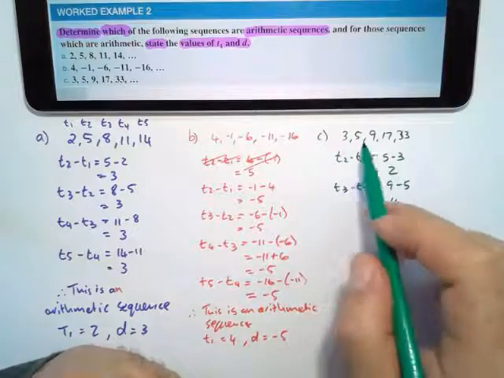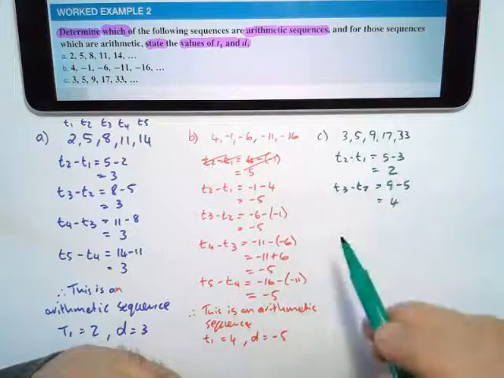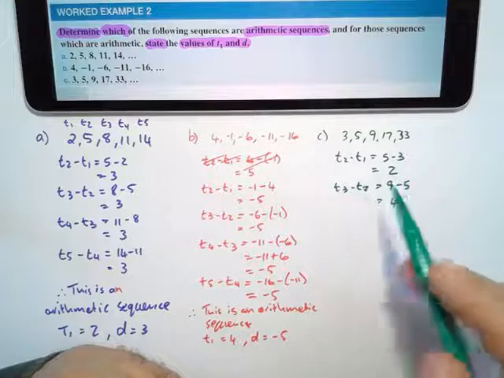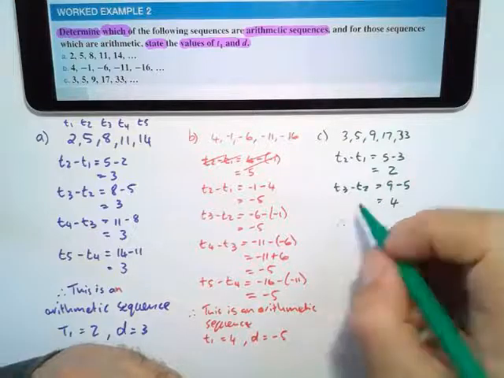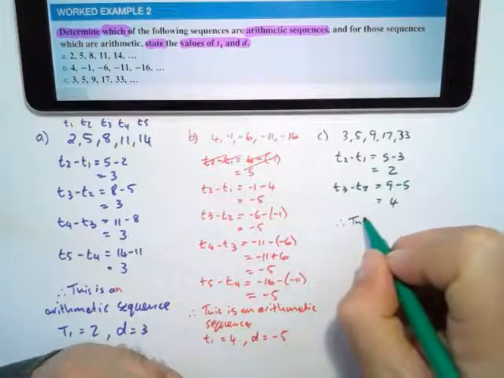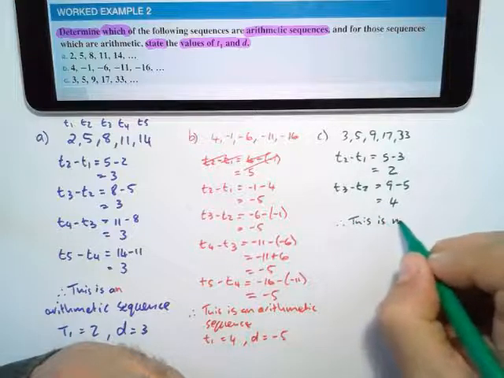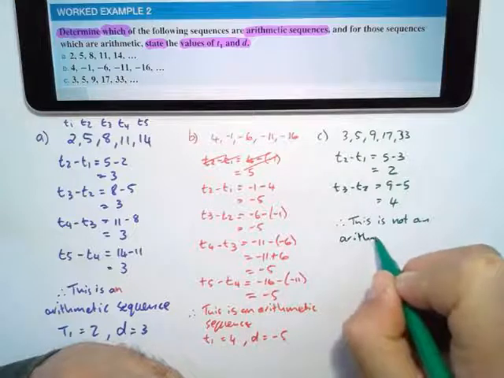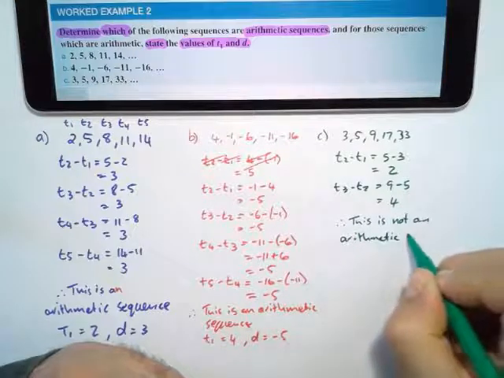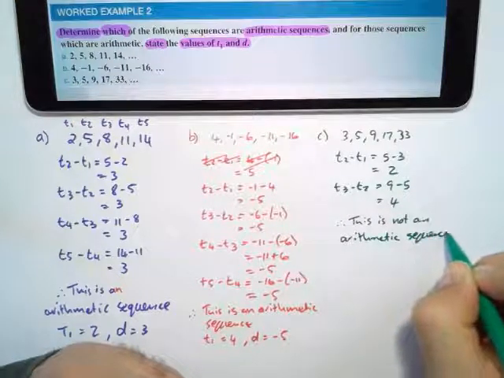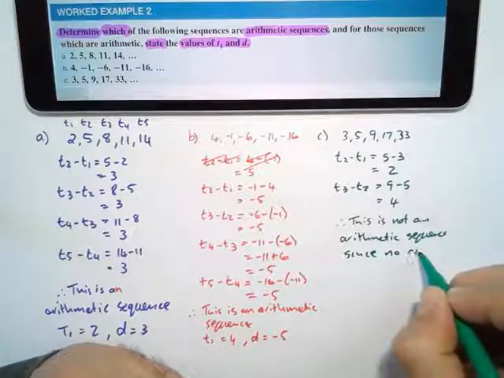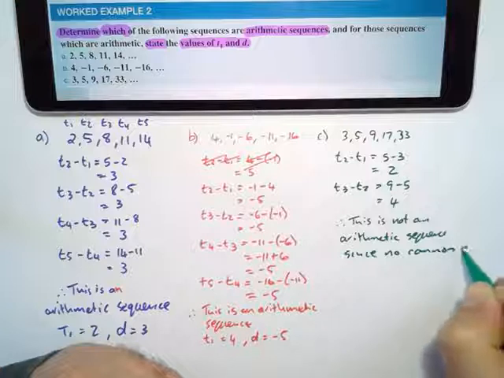I don't need to go and show that this is the same for each one, because the arithmetic sequence rule said the difference is always the same. In this case, it's not. So I'm going to say, therefore, this is not an arithmetic sequence since there is no common d-value.